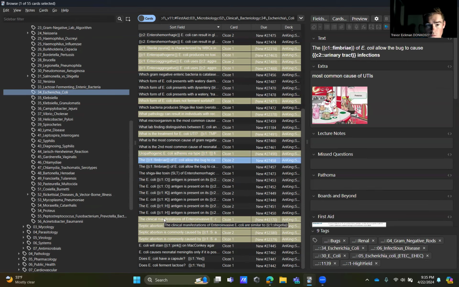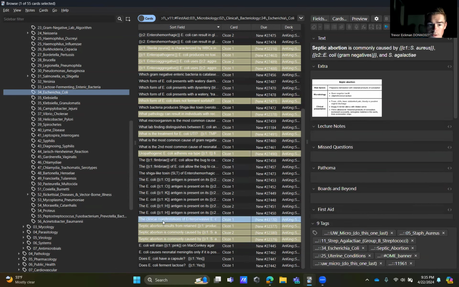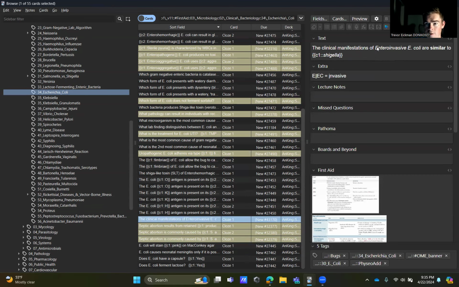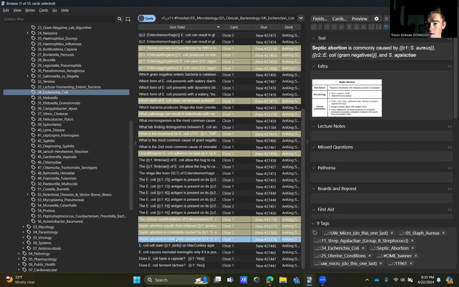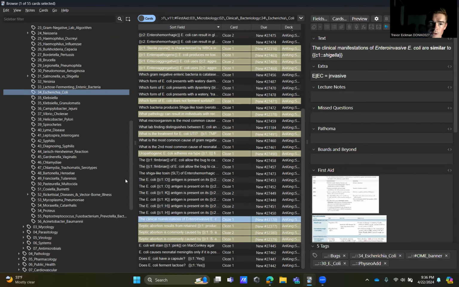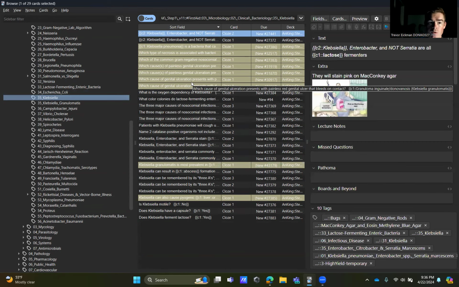And then the ones you don't want, so the Fimbriae, Shiga toxin, and then all the antigens you want, and then the last 4 you want. But these ones in the middle, the enteroinvasive, we didn't go over. Septic abortion, not big, not big, not big. So those might be good for boards, but for our lecture content, we didn't need them. That is it for E. coli. And then we're going to move to Klebsiella.